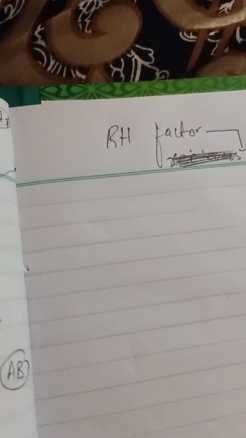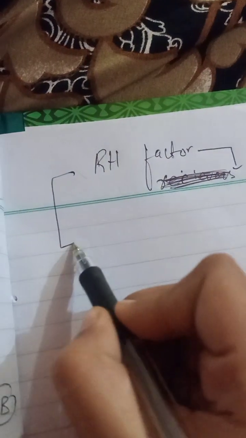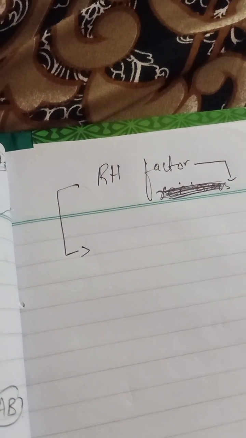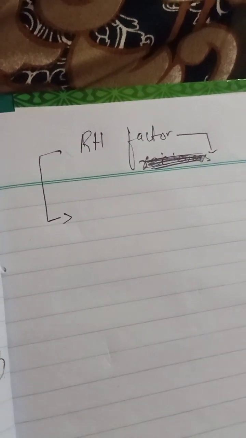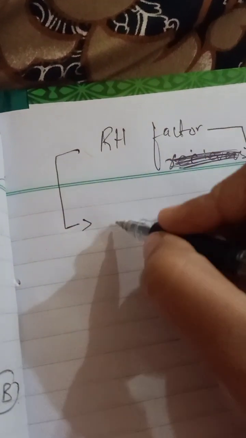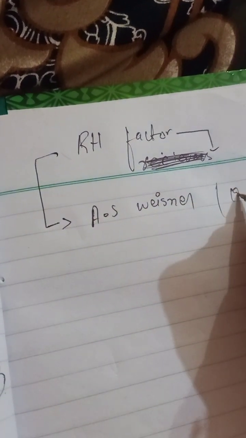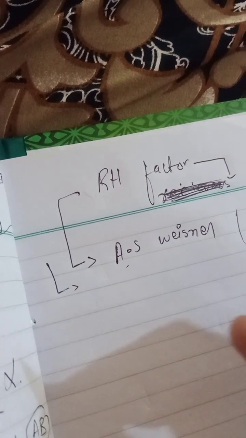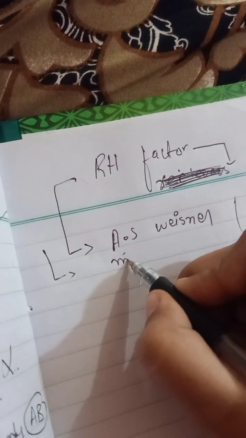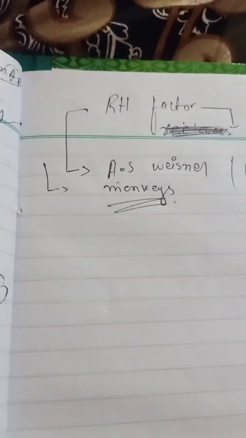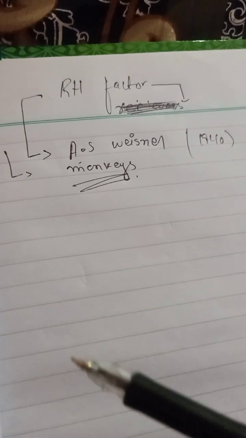Okay, so first of all, the Rh factor was discovered by two scientists, Karl Landsteiner, as you all know, who introduced the blood groups, and Wiener, in 1940. The first research was done on monkeys. You will understand the Rh factor by example.